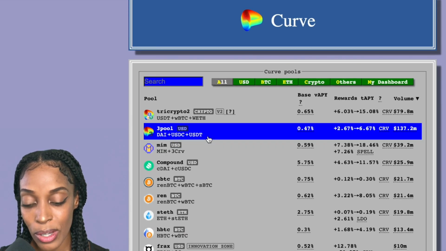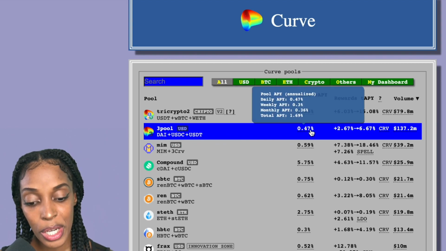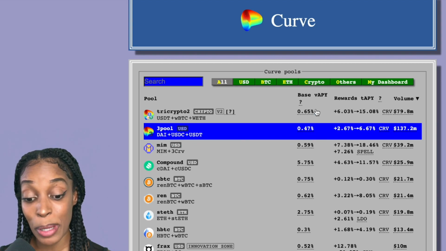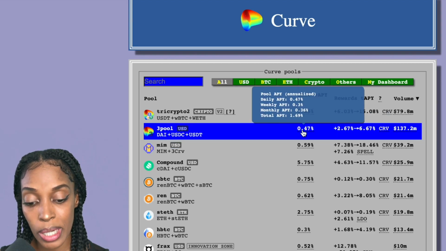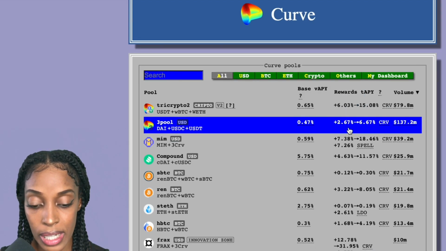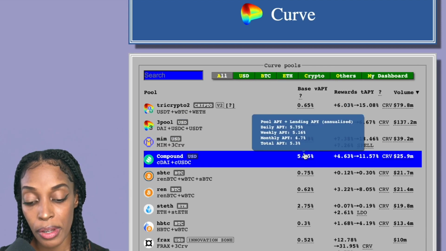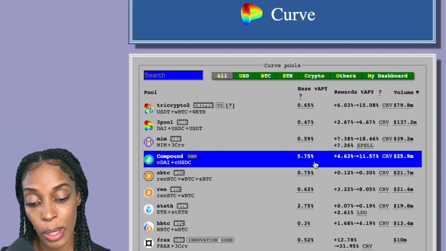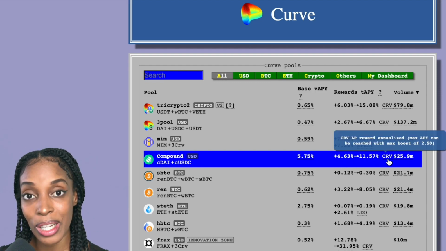So here we can see for USDC and DAI and USDT, you can earn roughly 0.47% APY. Remember, that's not APR. And then you can also receive 2 to 6% in Curve tokens. This will not be compounded, but this will be compounded. So that gives us roughly 6%. And then here for this particular pool, you get not only 5.75% APY, but you also get an additional 4.63 to 11% in Curve tokens.